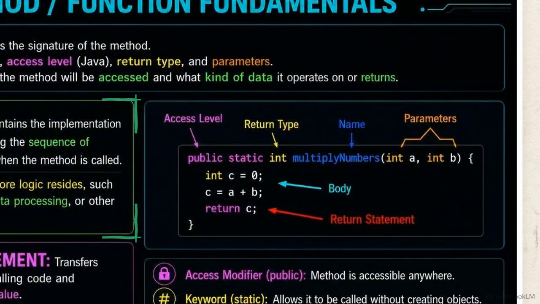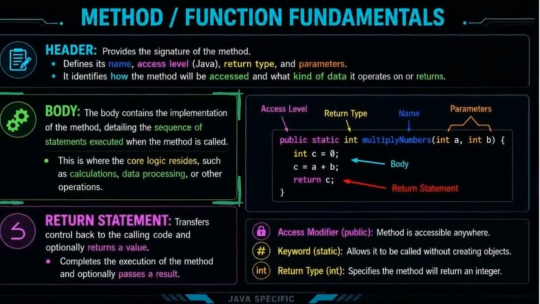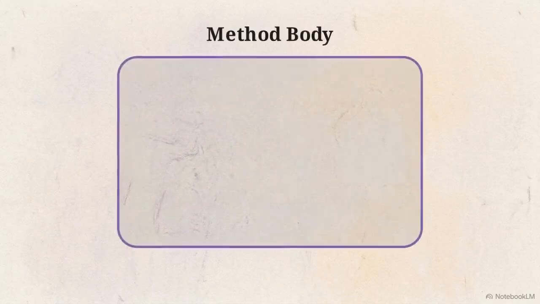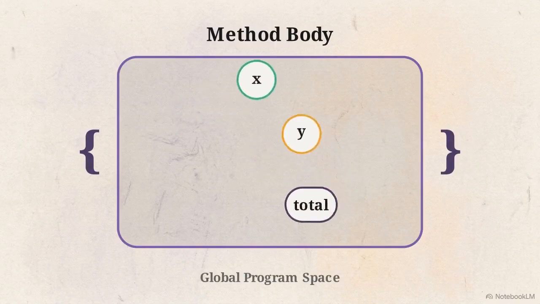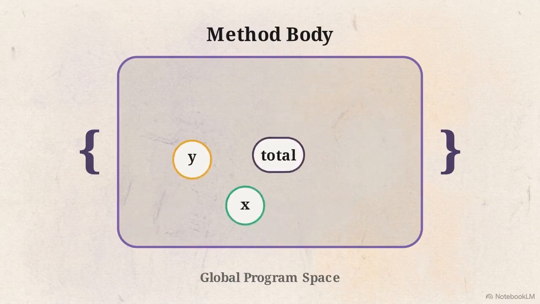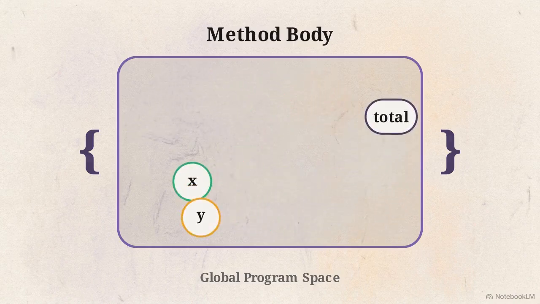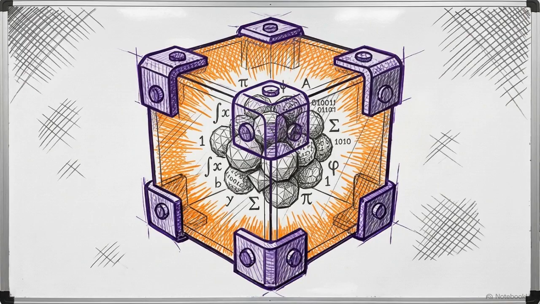Below the header is the body. Wrapped in brackets, this is the isolated environment where the core logic, data processing, and calculations actually take place. This isolation creates what is known as variable scope. Any variable declared inside this body is strictly local, confined entirely to this one method. Local scope acts as a firewall. It ensures the method's internal math cannot accidentally leak out and corrupt data in other parts of the application.